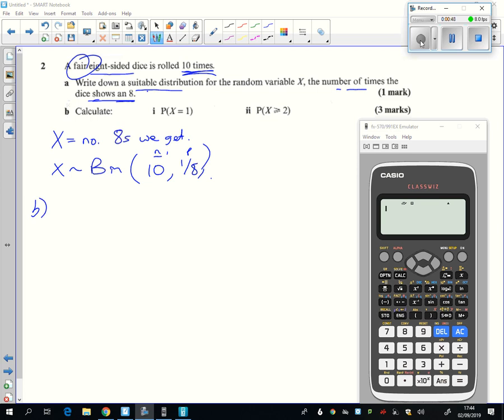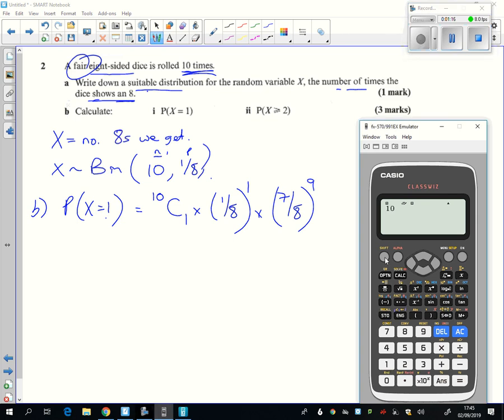Well, for part B, we just got to do some calculations. And there's some formulas for these. The probability that x is equal to 1 is equal to n choose 1. So I've got 10 choose 1 times by the probability of getting what we want. And how many times do we want it? Once. Times by the probability of getting what we don't want, which is 7/8. And how many times are we going to get that? Well, there were 10 times we're doing it all together, so that's to the power of 9.